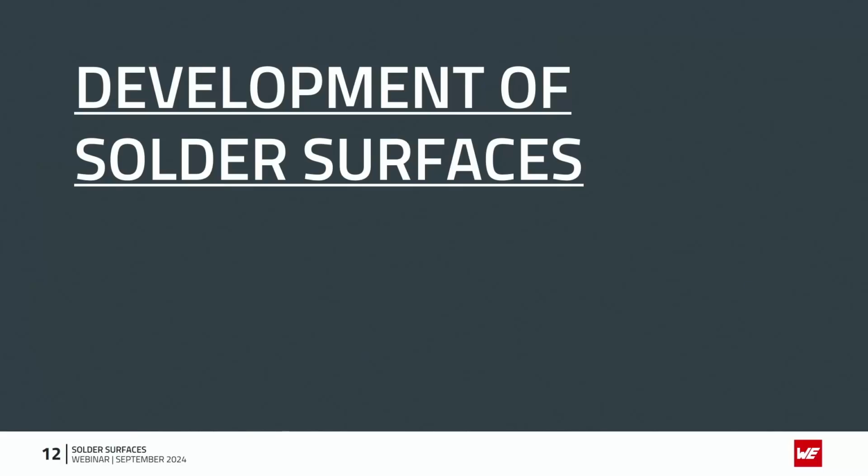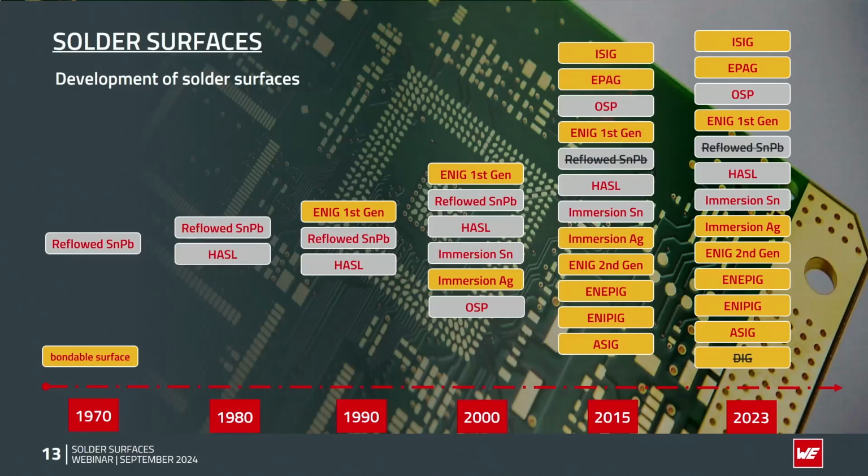So let's have a look at the development of these solder surfaces over the last decades, and we can see that it all began with reflowed tin lead in the 60s of the last century. Then more and more solder surfaces were developed and added here in this overview. And today there are about 13 surfaces, of which 11 are still active.